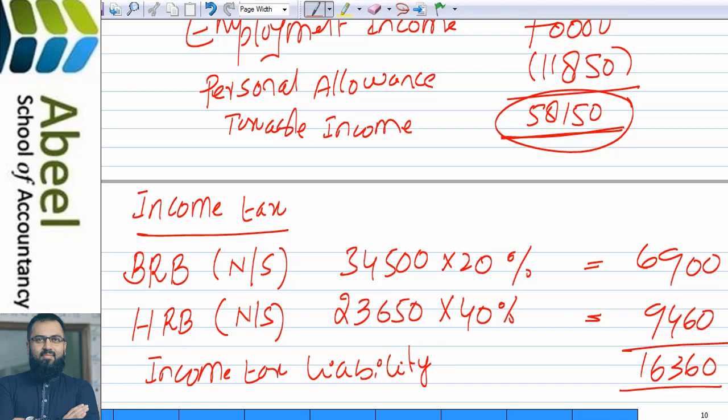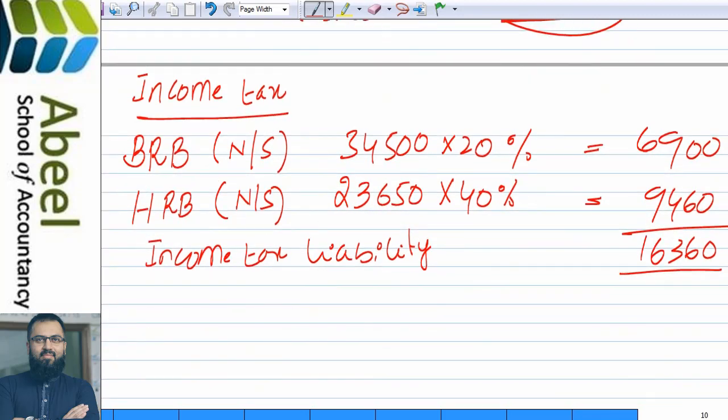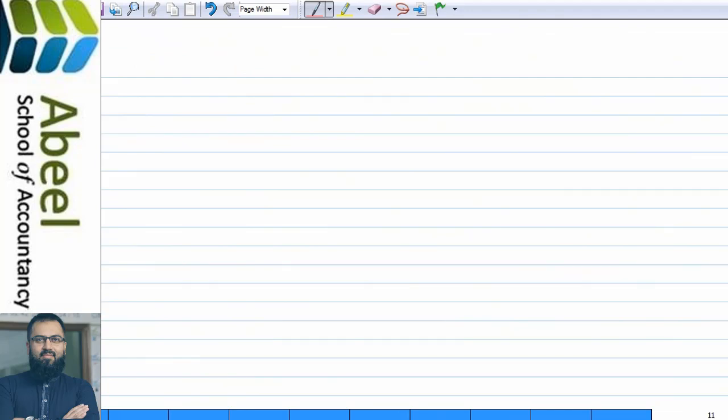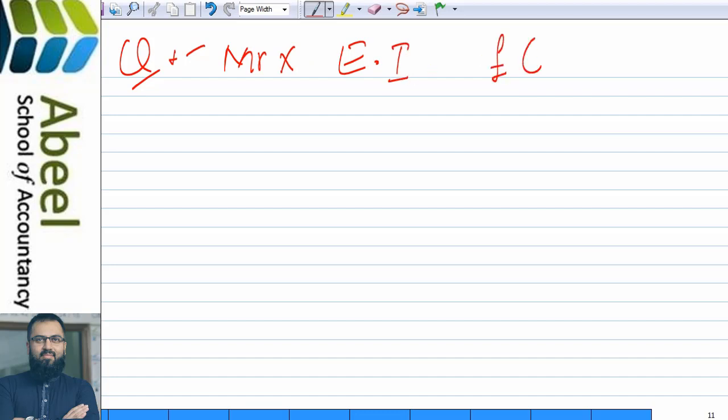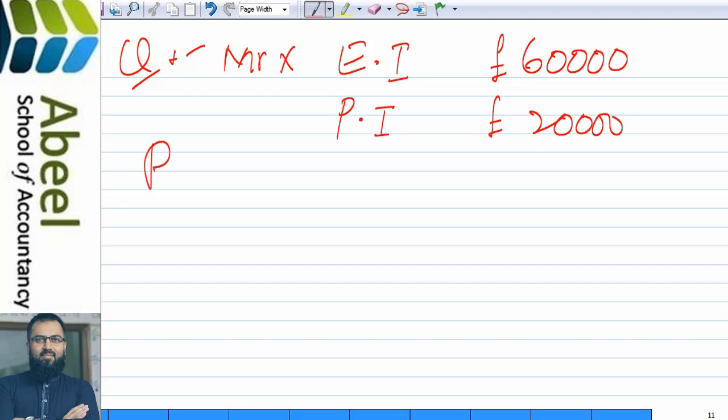Let us practice one more question so that you should be having a really good idea of this income tax, how to calculate income tax liability. One more question. Assuming Mr. X is having employment income of 60,000 and Mr. X is having, let's say, property income of 20,000. Repeat. Mr. X is having employment income of 60,000, property income of 20,000. Required, you just need to calculate tax liability.